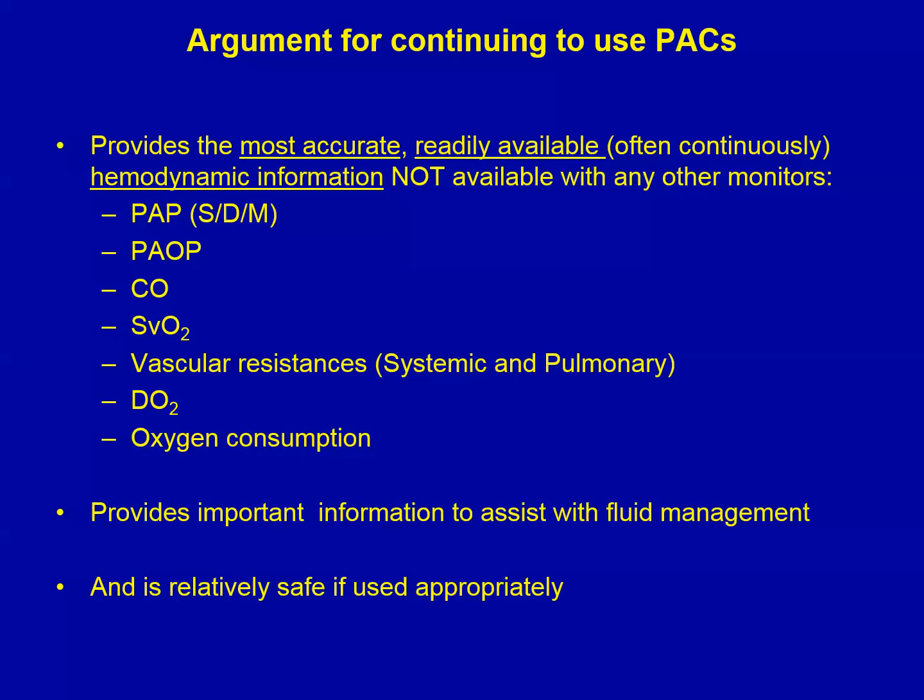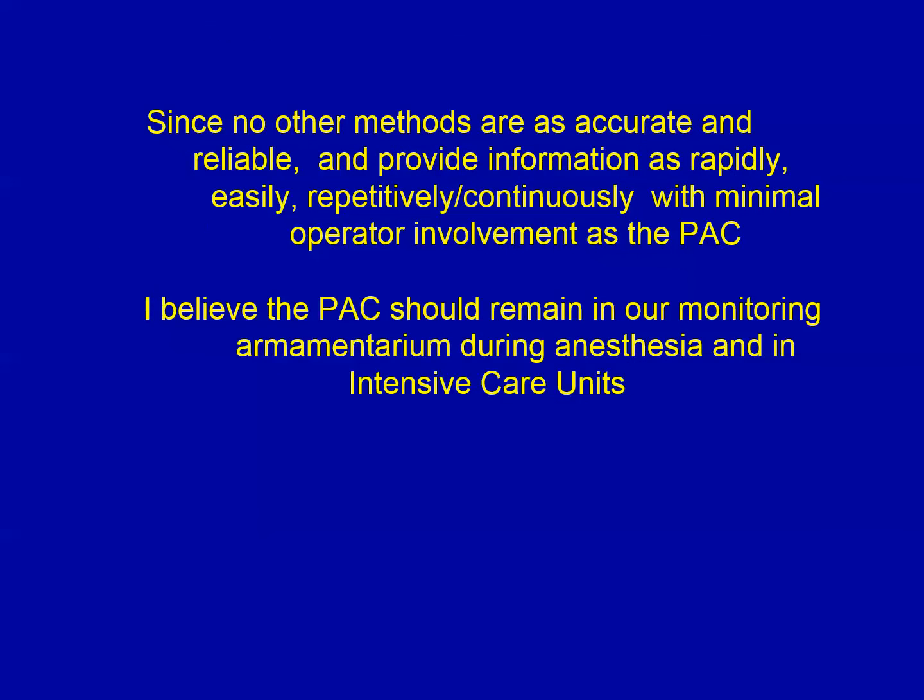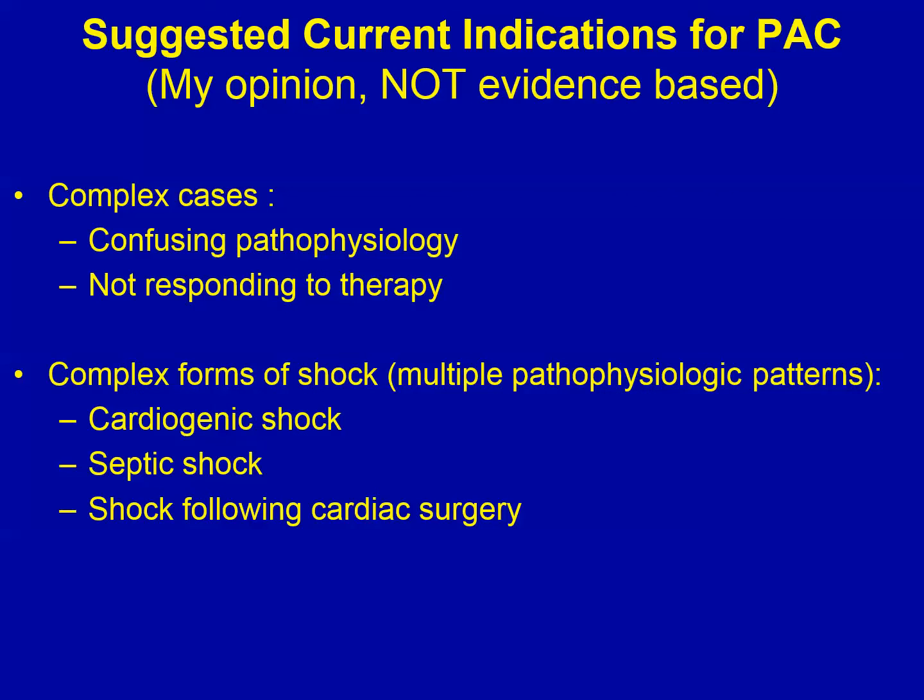In summary, as I have said, the argument in favor of using the pulmonary artery catheter is that it provides this information accurately and continuously, information that is not readily available by other monitors, and that it is relatively safe if used appropriately. Since no methods are as good as the pulmonary artery catheter for obtaining this information, I believe it should remain in our monitoring armamentarium.